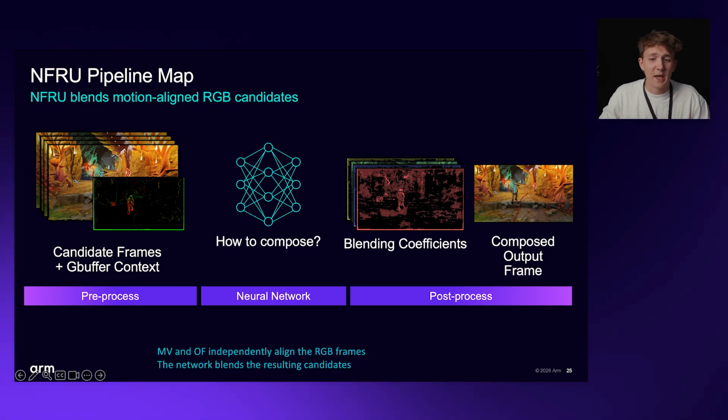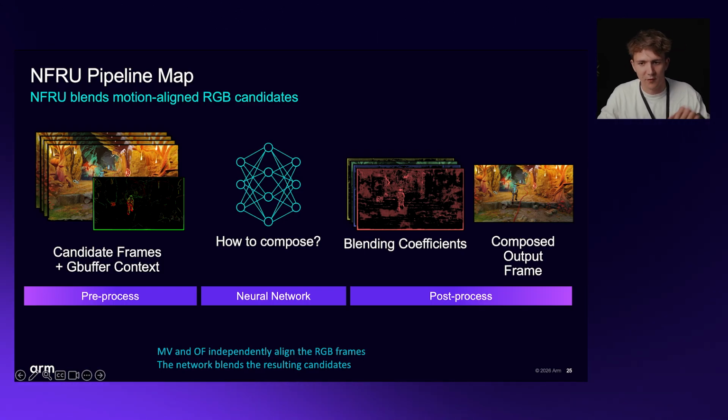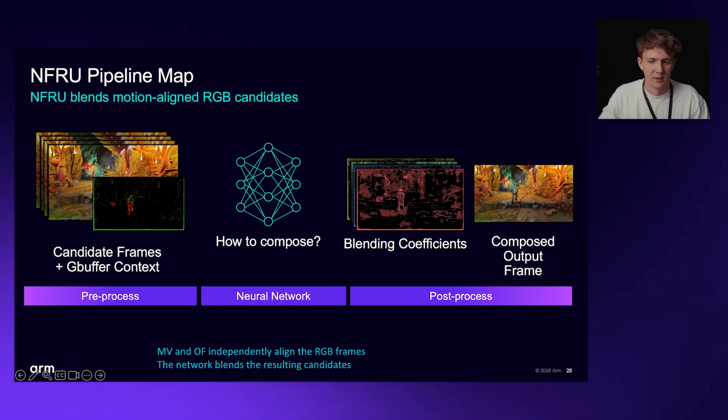One thing to note here is that the motion vectors and optical flow are not blended together directly. They are instead used separately to construct the four different candidates, and the blend happens later on RGB. The aim here is that we have this hybrid graphics and ML pipeline where we use the neural network for heuristics and then graphics operations elsewhere.